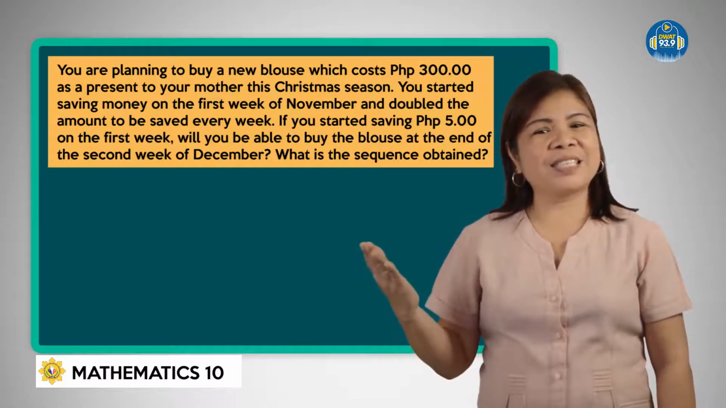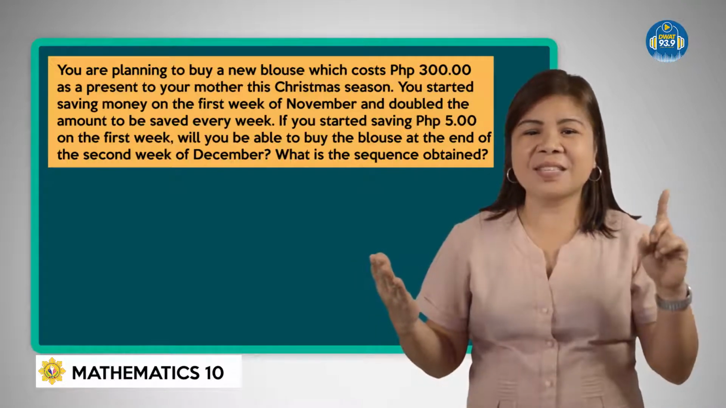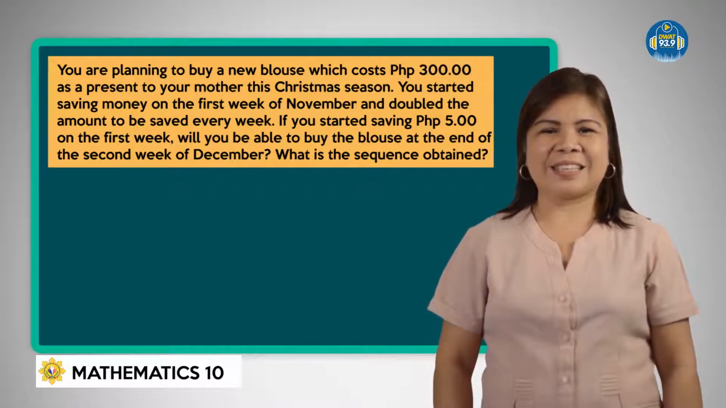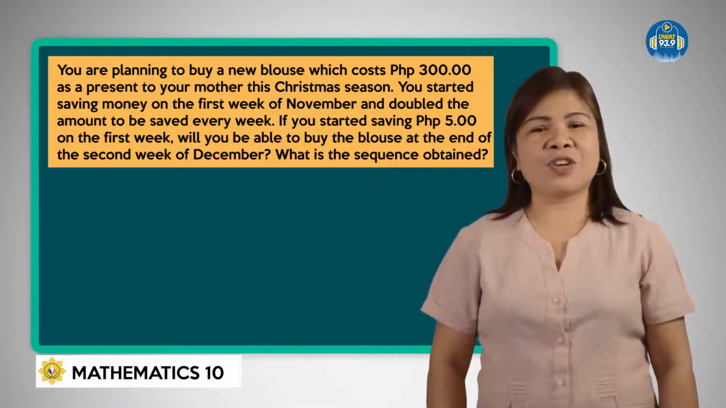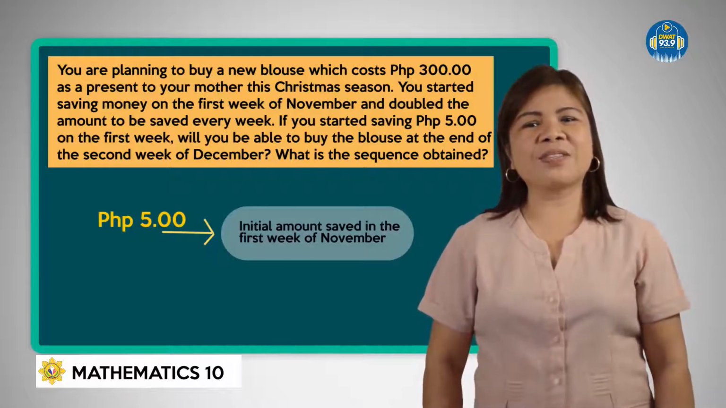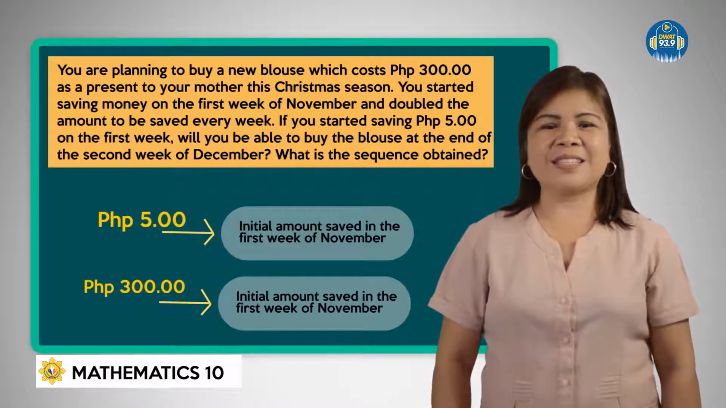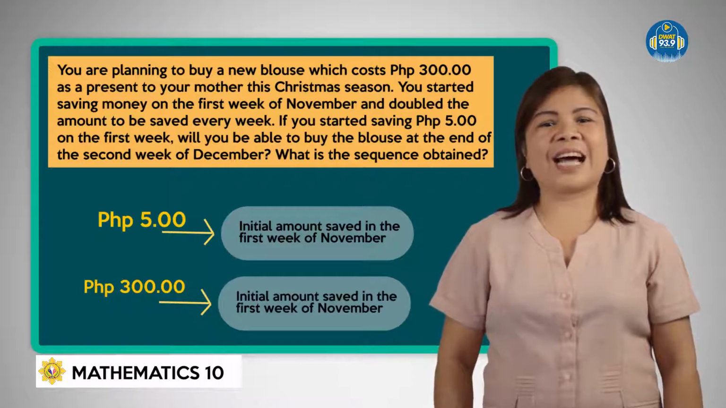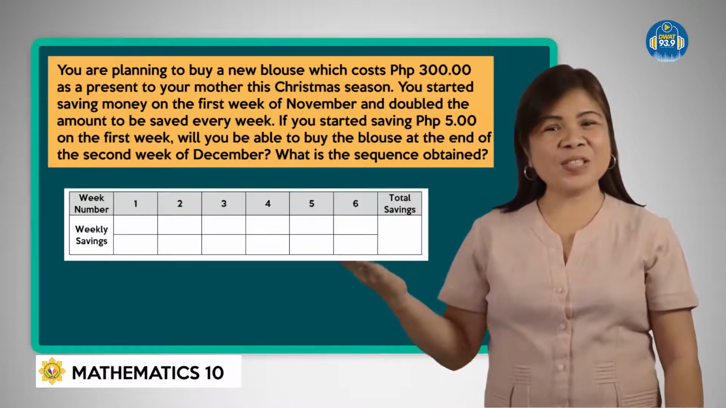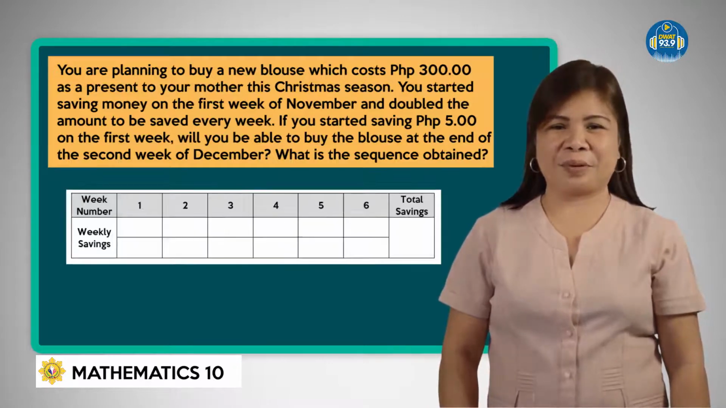The initial amount saved is 5 pesos, while your target amount at the end of the second week of December is 300 pesos. To represent the situation, we have 5 pesos, which is the initial amount saved in the first week of November, and 300 pesos, the target total savings at the end of the second week of December. There are 6 weeks from the first week of November up to the second week of December.